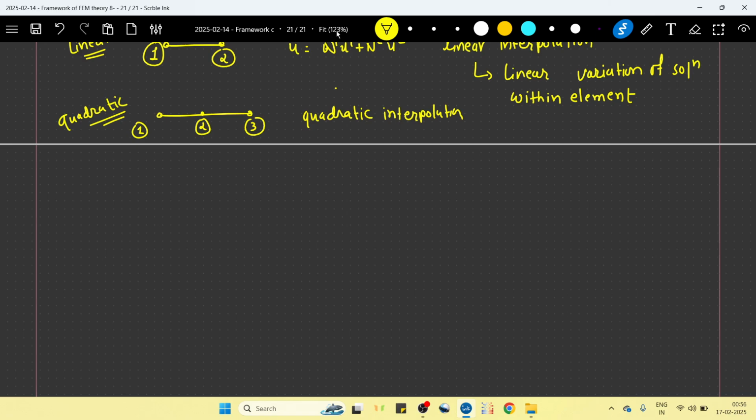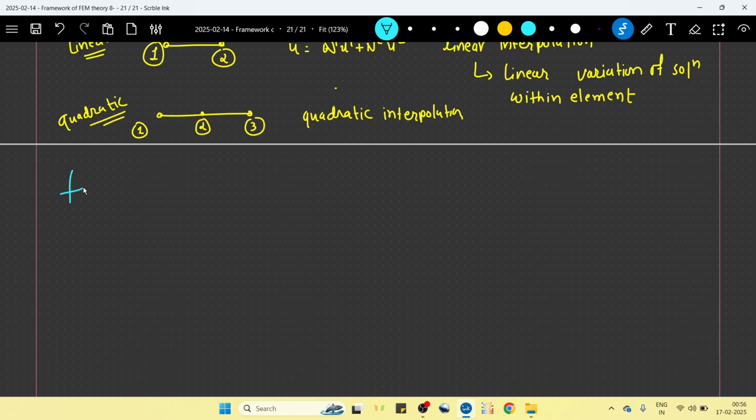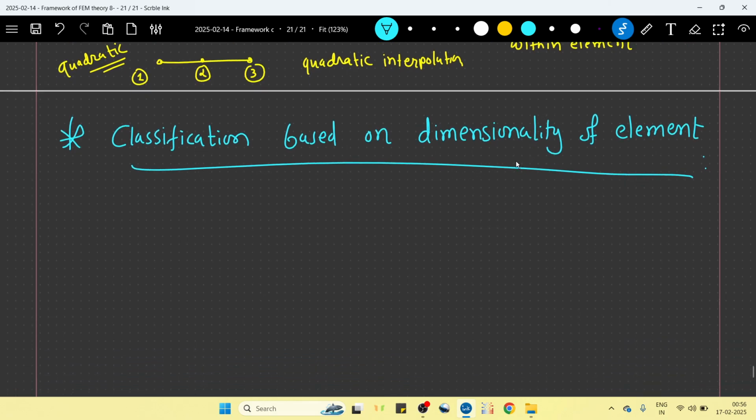Having said this, we will now classify different types of elements. We will do a classification based on the dimensionality of the element. So first category of elements is the 1D element.